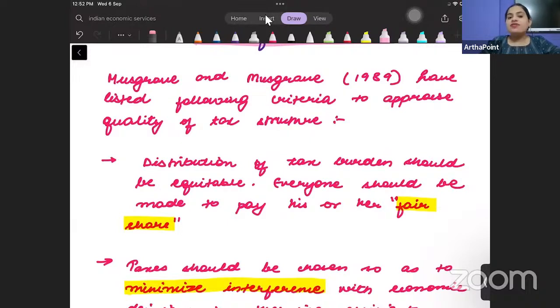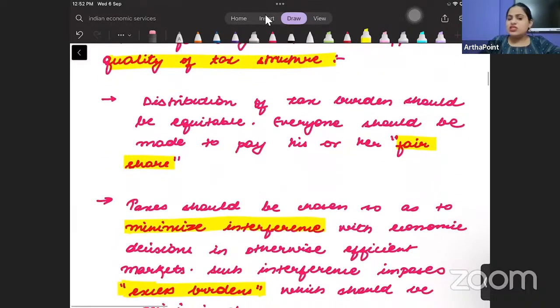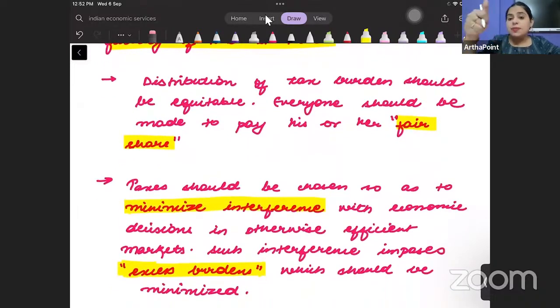Musgrave and Musgrave have given the following criteria to tell the quality of the tax structure. So Musgrave and Musgrave ने 1989 में ये following tax structure को define करने के लिए चीजें बताई हैं, जिसमें उन्होंने सबसे पहले बताया है that a tax should be a fair tax. What do I mean by a fair tax? A fair tax is any tax which is charged according to your ability to pay, right? So the burden should be equitable.